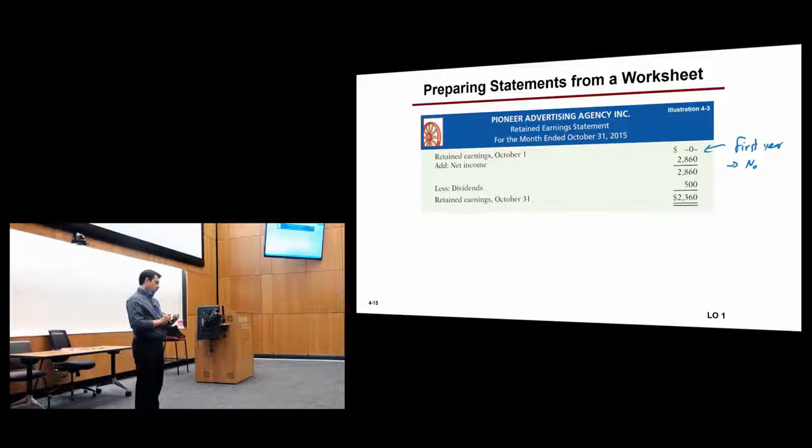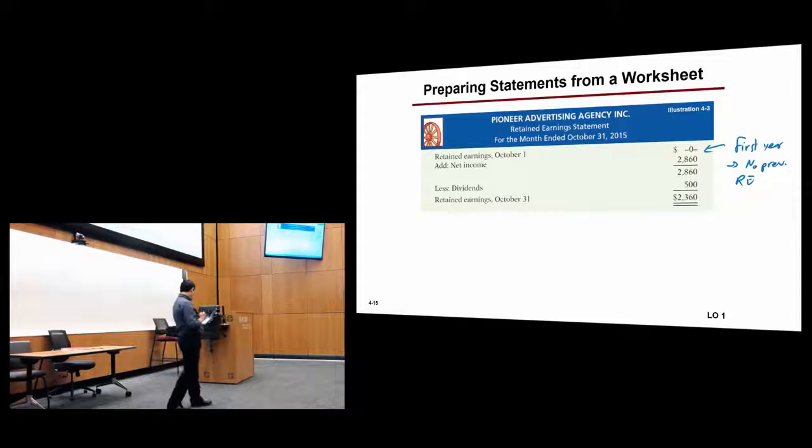So no previous retained earnings. And how do you know that? It's not showing on the trial balance. We add net income. If we had net loss, what would we do? Subtract it. So at that time, we would have less net loss, less dividends. Okay? In this case, we add net income and less dividends.